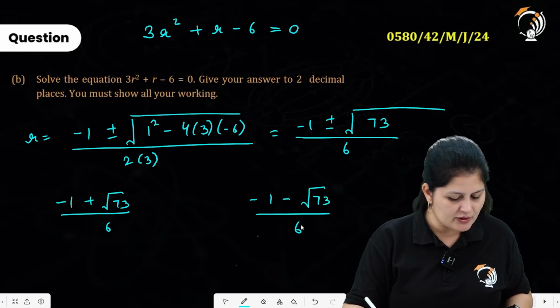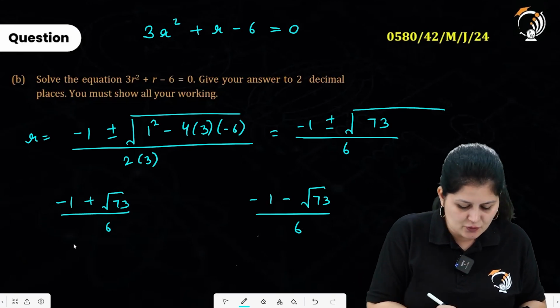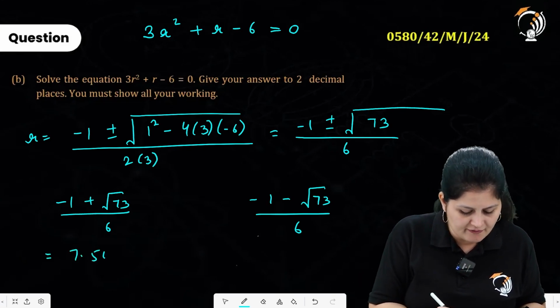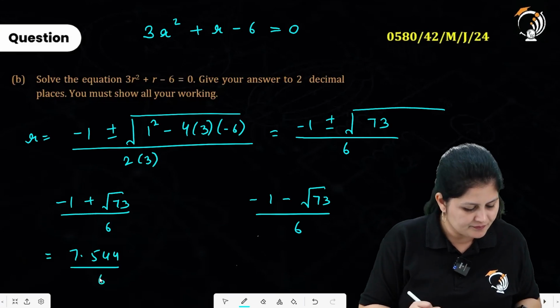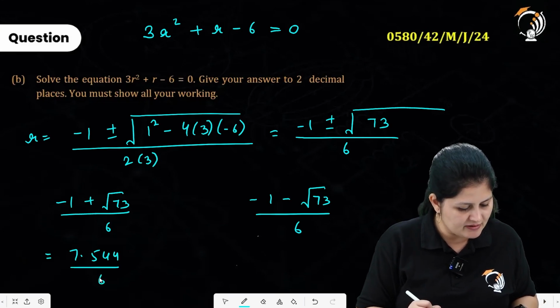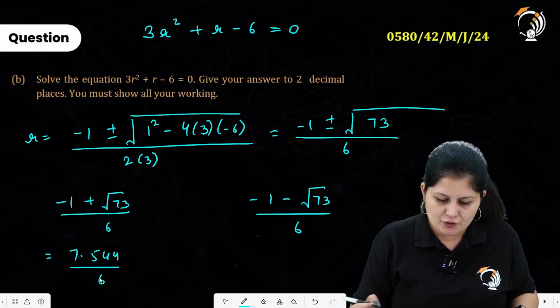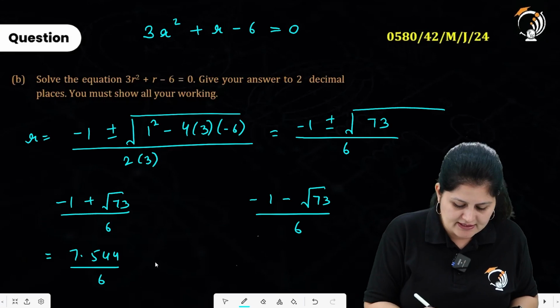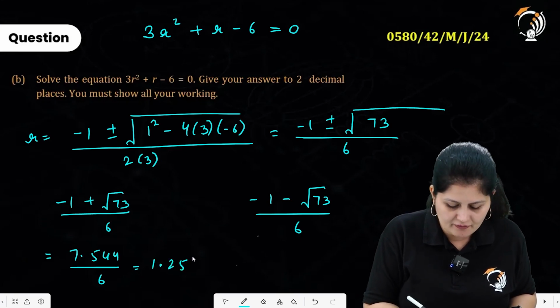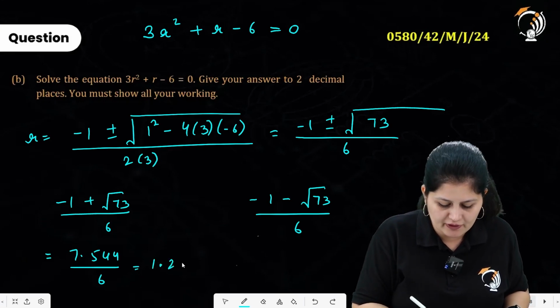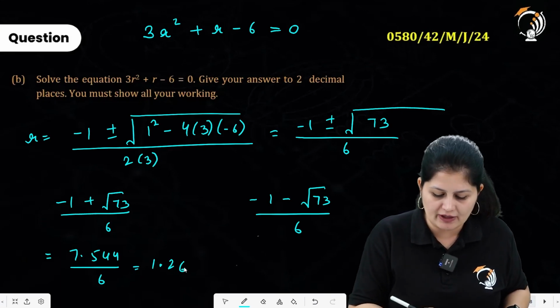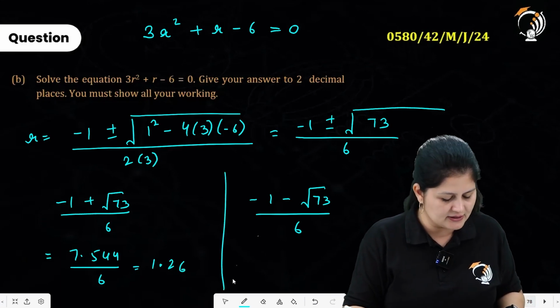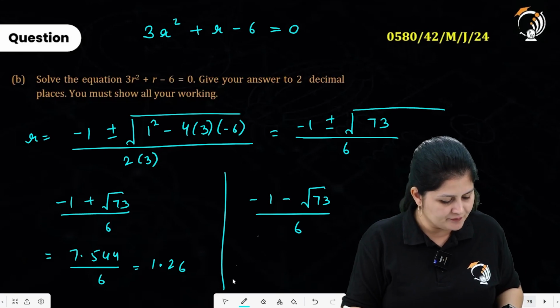So we are getting the square root as 8.5, so this is going to be 7.544 over 6. So let's do the calculation. We need to get it to 2 decimal places as being asked in the question, right? So we are going to get this as 1.25, or by rounding off we can write it as 1.26. While if I talk about the other value that we are getting here, let's just do the calculation.